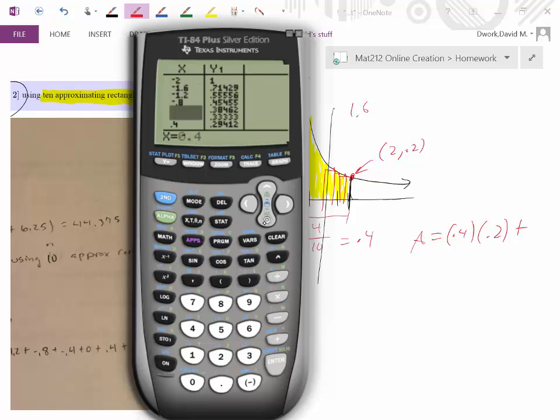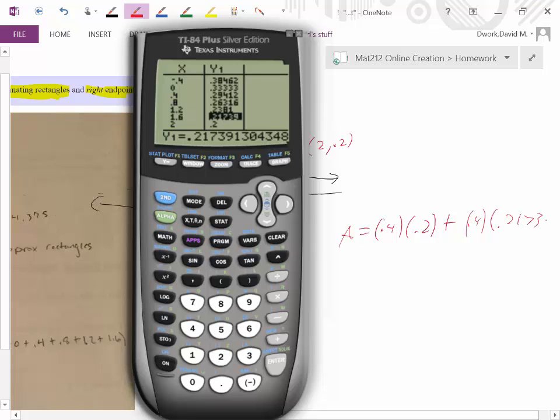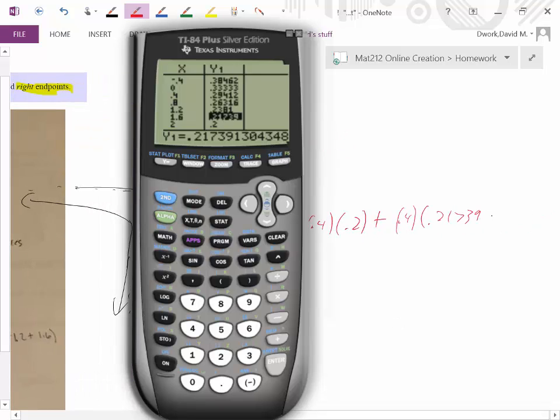So now my first rectangle again had a width of 0.4 and a height of 0.2. My next rectangle, well, they're all going to have a width of 0.4, and the next one is going to have a height of, to get as accurate as I can, I'm going to put my arrow over this, 0.21739, whatever, and you can take this out.